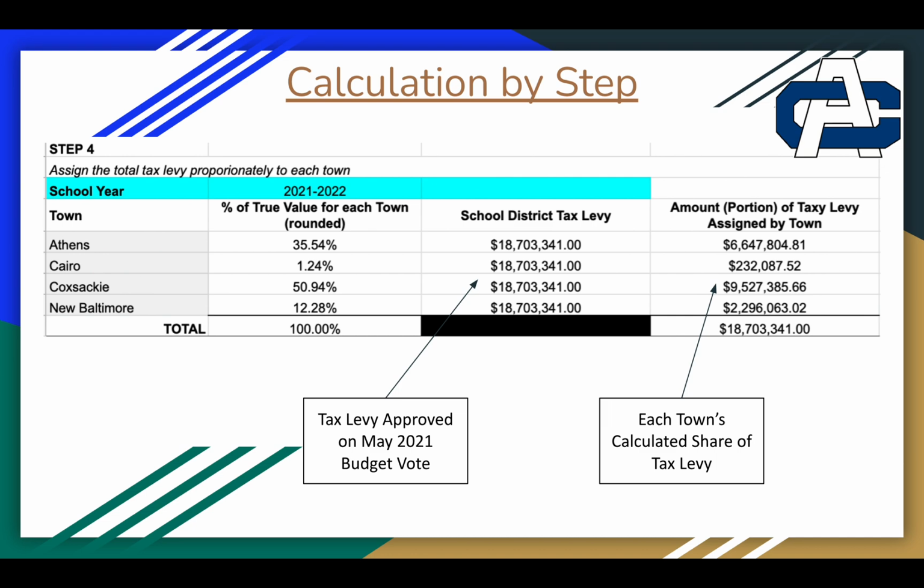So of the total tax levy that was voted on, $18,703,341, Athens was responsible for 35.4% of that, which resulted in $6,647,804.81. The same is true then all the way down for Carroll, Coxsackie, and New Baltimore, as shown on the table.